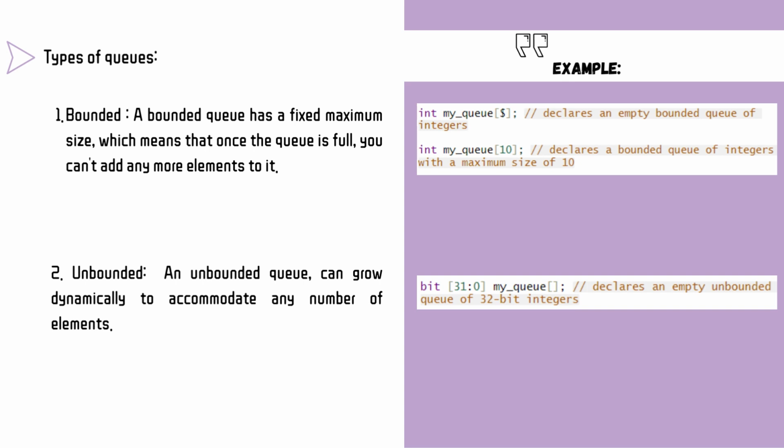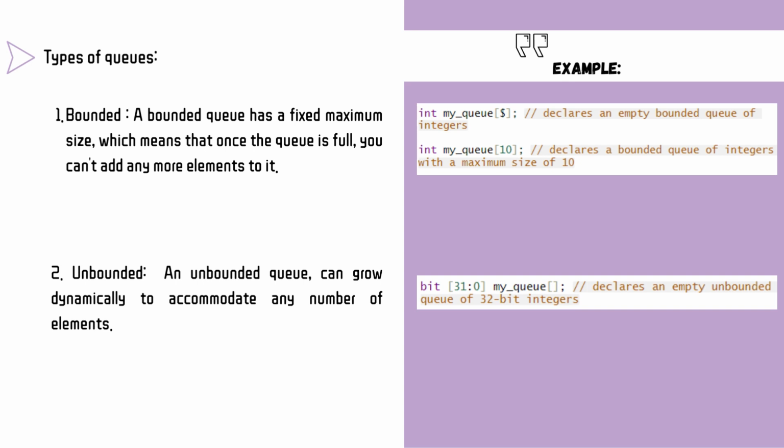The symbol indicates that this is a queue, but we haven't specified a maximum size yet. To specify a maximum size, we can add a number inside the brackets, like this. int my_queue[$:10] declares a bounded queue of integers with a maximum size of 10. Now, we have specified that the maximum size of my_queue is 10. Once we add 10 elements to the queue, we won't be able to add any more.